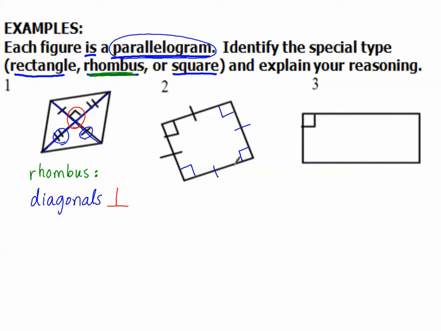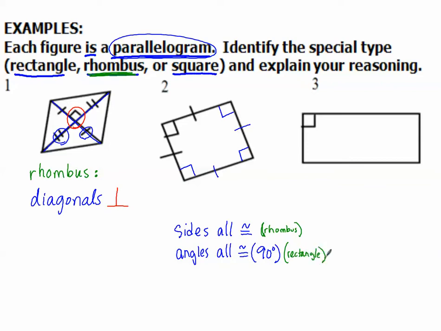Now I ask myself, what do I see in the picture? I see that the sides are all congruent and the angles are all congruent, or I can say they're all 90 degrees. They're all right angles. So which one does it make? Well, the sides being congruent makes it a rhombus. The angles being congruent makes it a rectangle. So if it's both, that means it's a square. So we call this a square. Square is the correct answer because it's both a rhombus and a rectangle.